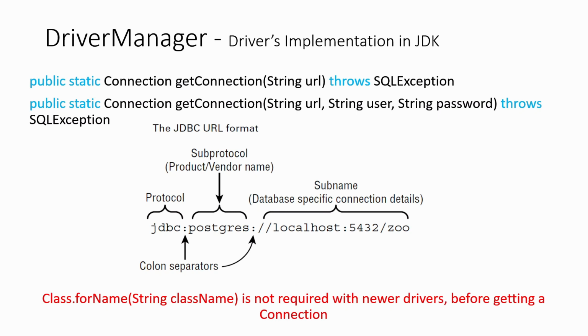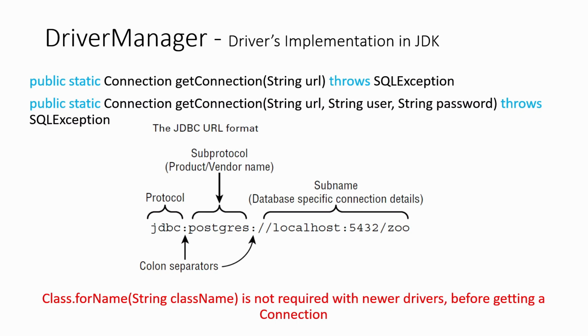How does it establish a connection? It has a method getConnection. We pass a URL and it provides a Connection object. The URL is in the format of protocol, subprotocol, and subname. The three of them are separated from each other by a colon. The protocol is jdbc, the subprotocol is the name of a vendor, such as MySQL, Postgres, or Derby. The subname is the database-specific connection detail: localhost or IP, the port, and the database name.